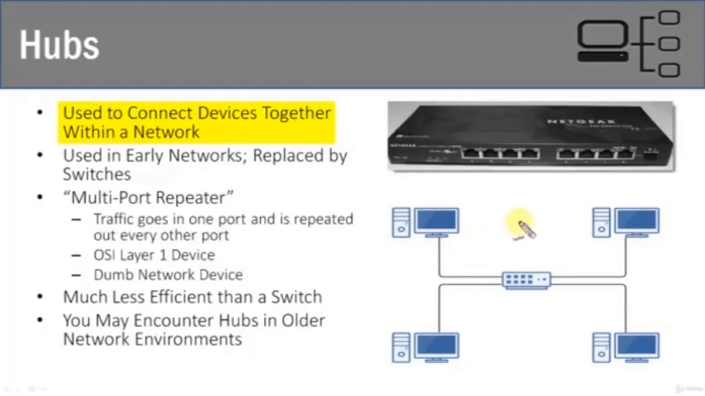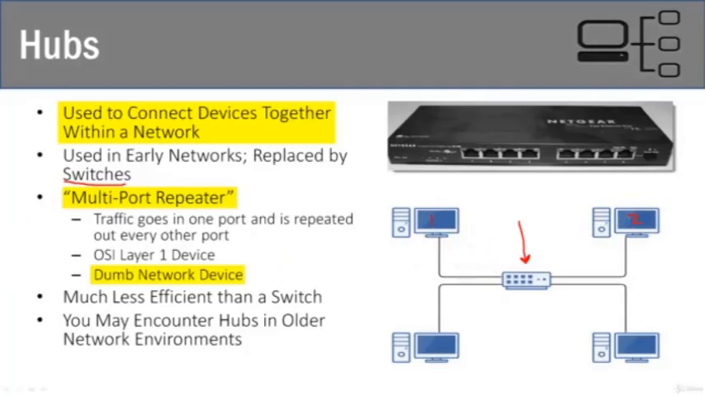So looking at our basic diagram here, if we didn't know what this was, this could either be a hub or a switch. Now, hubs are antiquated network devices and they're no longer used, but that's not to say you won't run into one of these in your career. So they've been replaced by switches, and we call them dumb network devices because they're nothing more than a multi-port repeater.